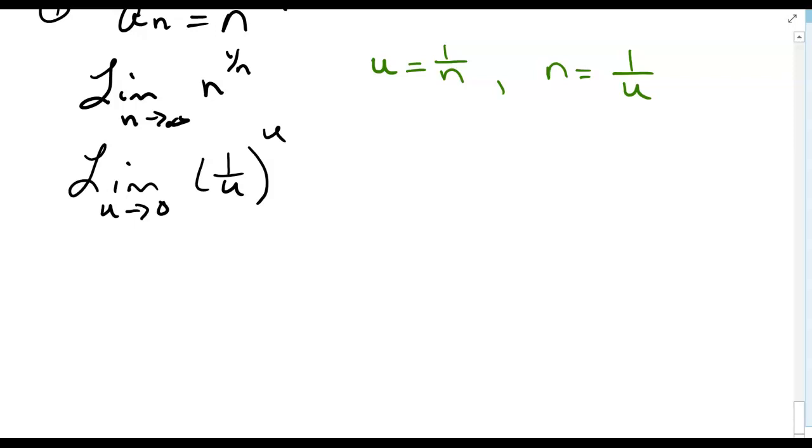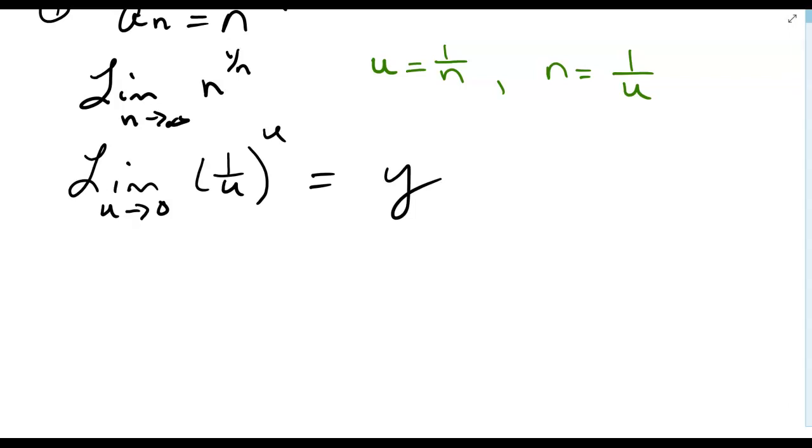So I want to use this idea. Well, I can only use the natural log thing on equations, but that's okay. I can make this an equation by saying I'm going to let this limit equal something. It doesn't matter what I let it equal. It could equal L, equal whatever you want it to equal. I'm going to use y.